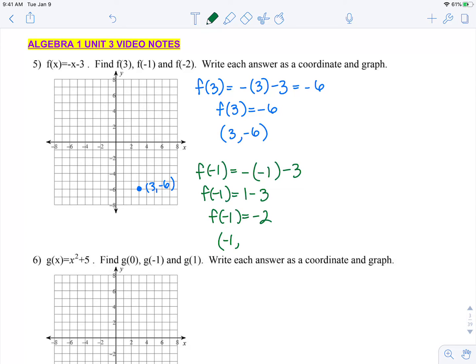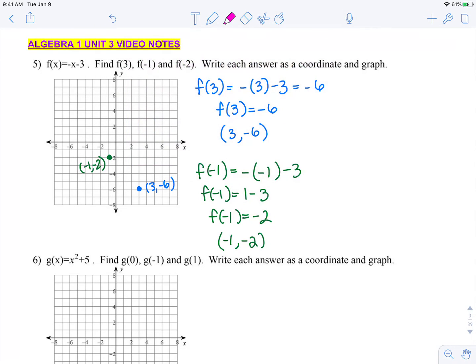So that means my input was negative 1 and my output was negative 2. So if I start at the origin, I am going to go left 1, down 2. And that's going to be negative 1, negative 2.